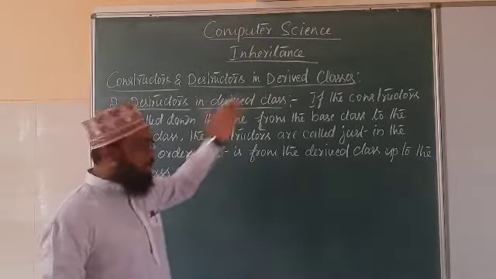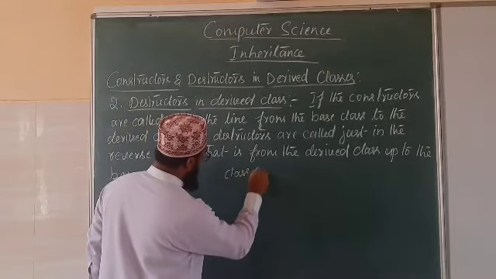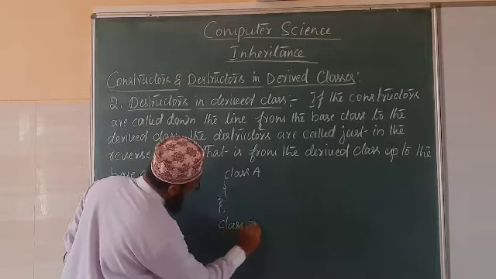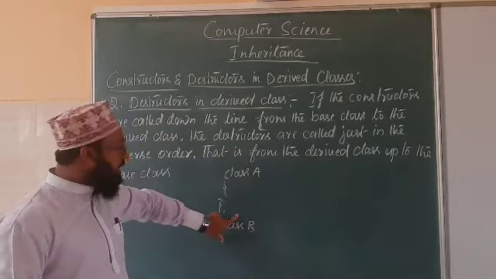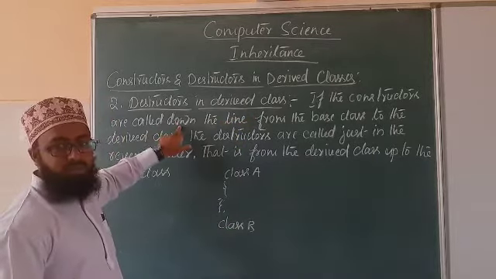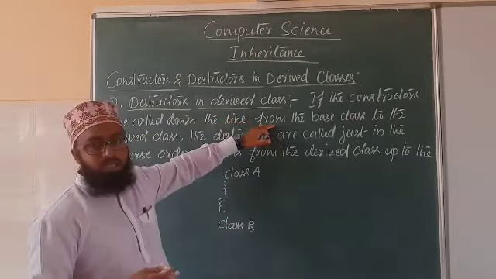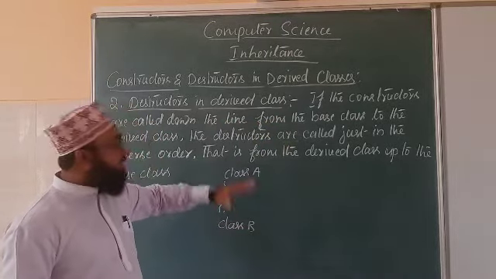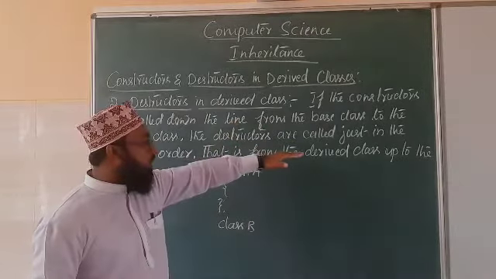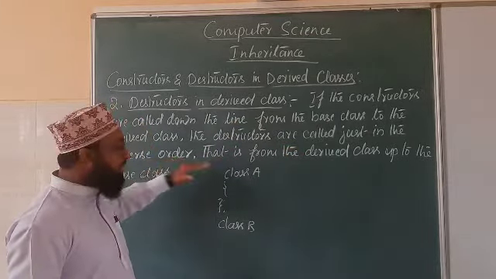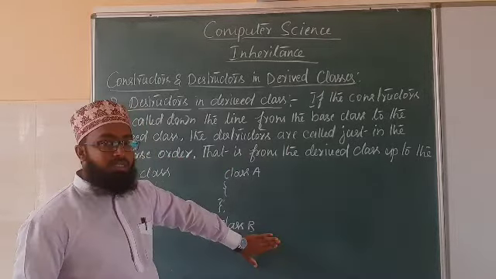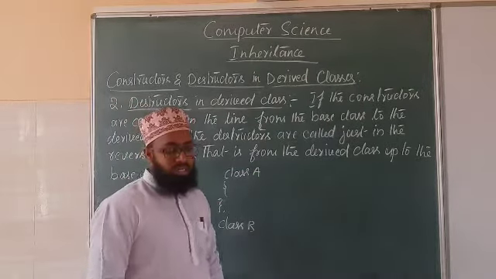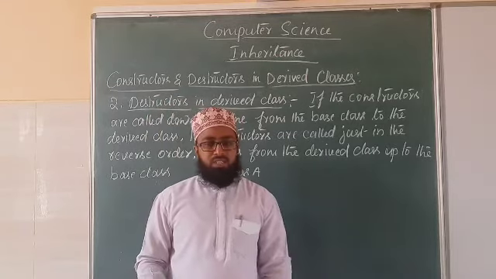Take an example. Class A, open and close the class, and take class B. This is a base class and this is a derived class. The constructors are called, invoked down the line from base class to derived class. But the destructors are called just in the reverse order, that is, from the derived class to the base class. Hope you have understood regarding destructors in the derived classes.